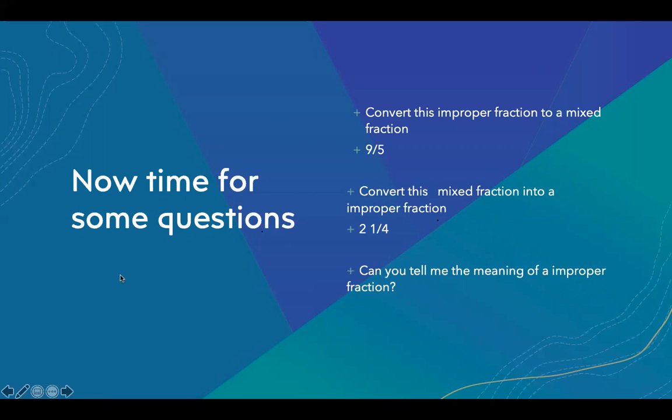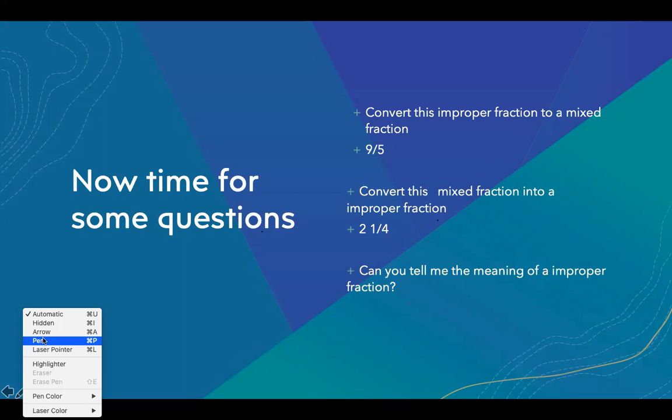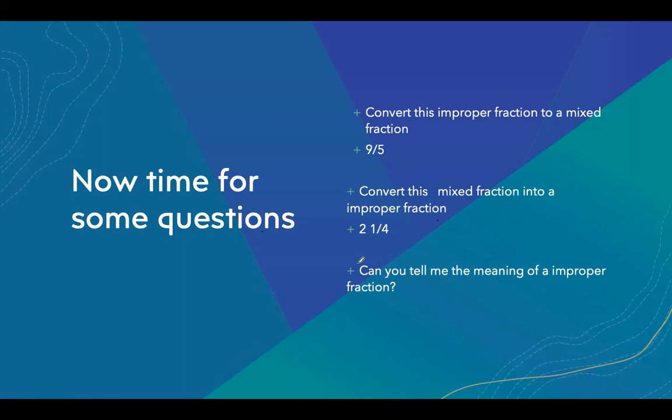Then the next one is convert this mixed fraction into an improper fraction: 2 1 by 4. You have to convert this 2 1 by 4 into an improper fraction. And then can you tell the meaning of an improper fraction? So take some time, pause this video, and think of the answer. Okay, I think you've paused the video.